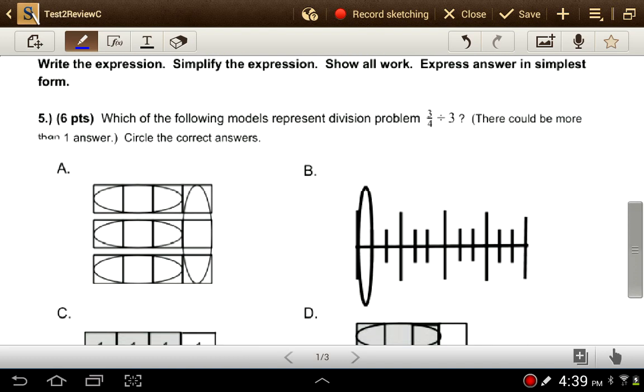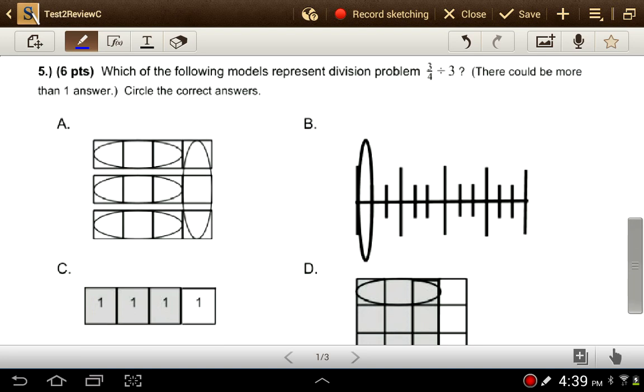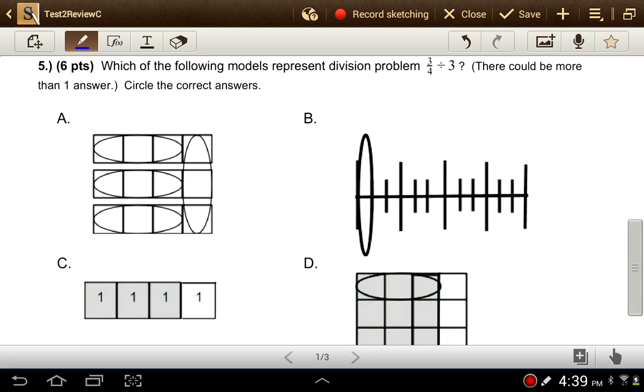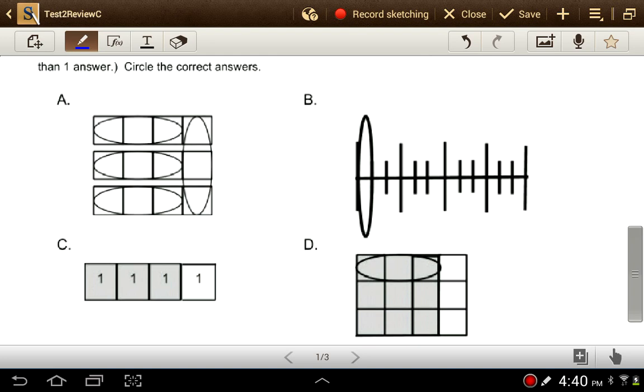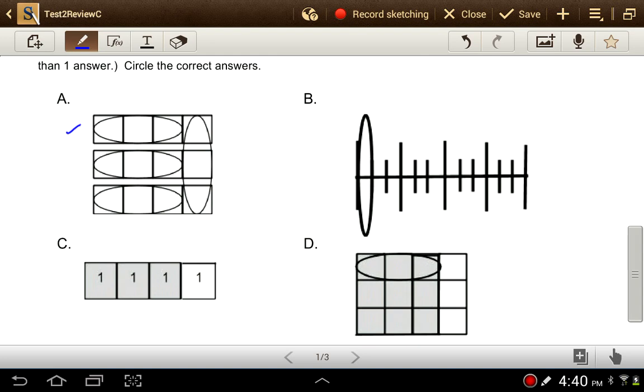Okay, for problem 5 here. Which of the following models represent the division problem 3/4 divided by 3? There could be more than one answer. So what I'm looking for is something that has 3/4 illustrated, and then I break it down and divide it by 3. The first one, I have 1, 2, 3 sections, and then I'm breaking them down into 3/4 sections. So this would be 3 divided by 3/4, not my original problem, which I'm going to rewrite here so we know.